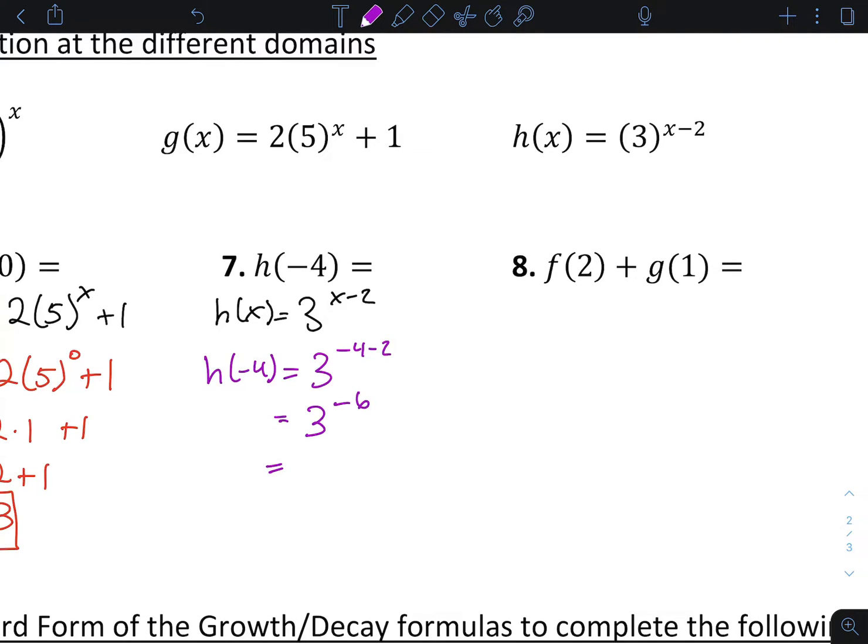Remember, if it's a negative exponent, to make it a positive, we flip it, and it would now become 1 over 3 to the 6. If you want to reduce that more, you can, just so we make it as nice as we can. So 3 to the 6, I think that's 729. Let me double check. It is, so that becomes 1 over 729.